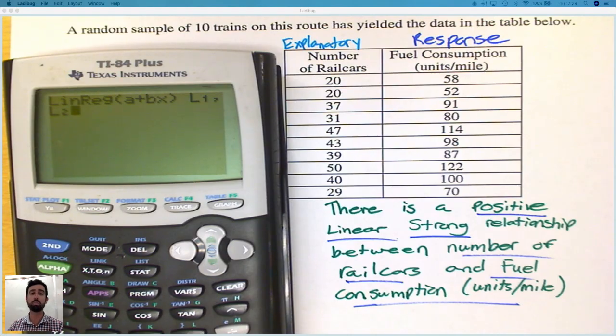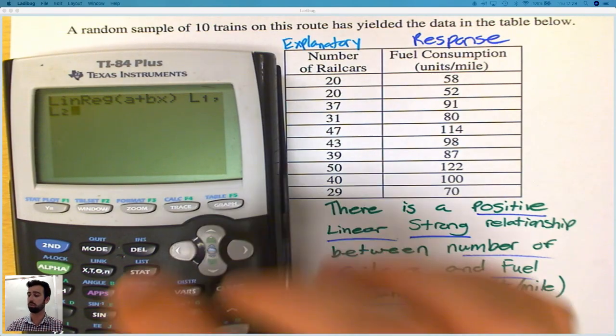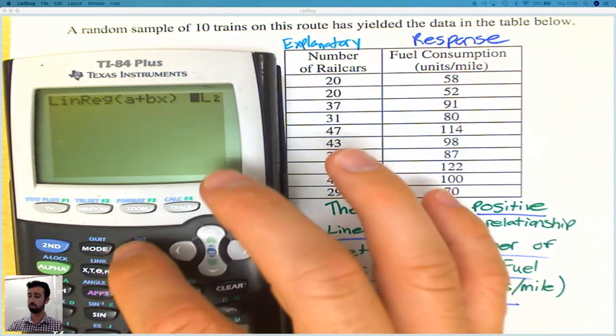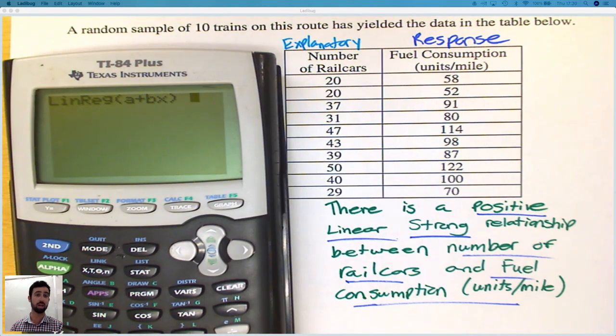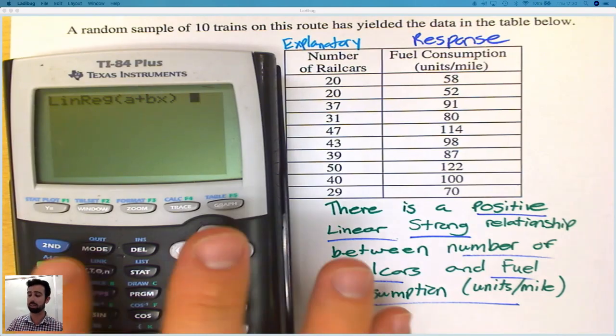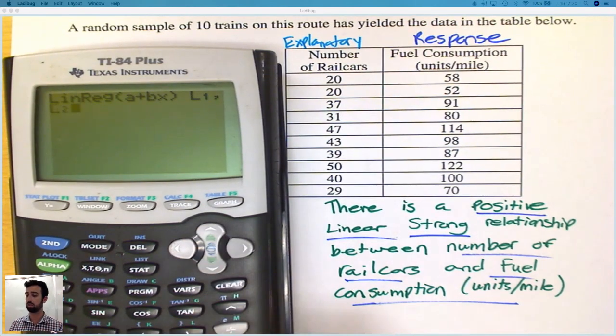Now, if you put your data in L1 and L2, you actually don't need to do that. If you just leave that, it'll assume you're talking about L1, L2, and just generate stats from L1 and L2. But if you use something other than L1 and L2, you're going to have to type it in. I always type it in anyways, just because. So I always tell my students to do that as well.